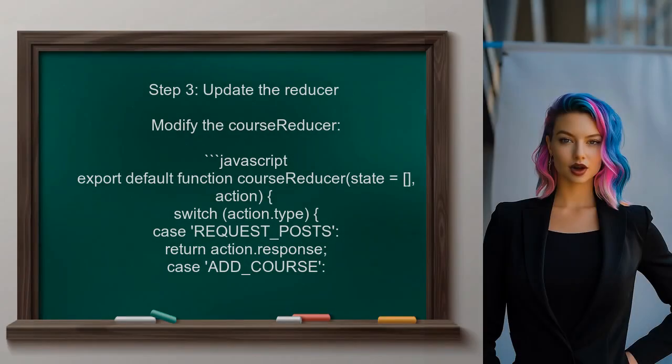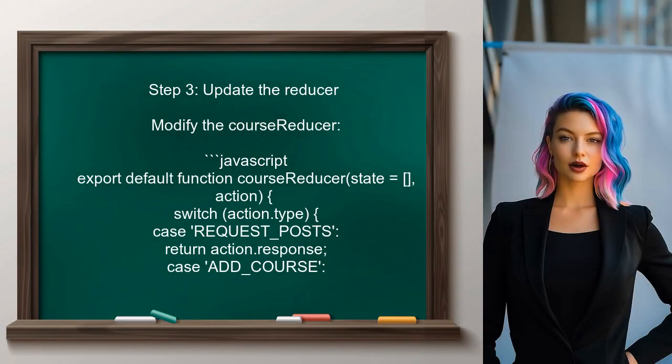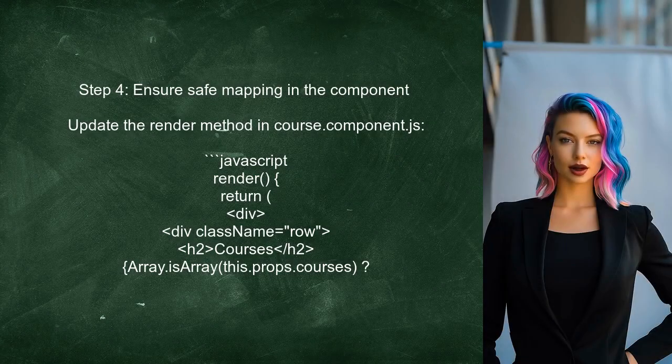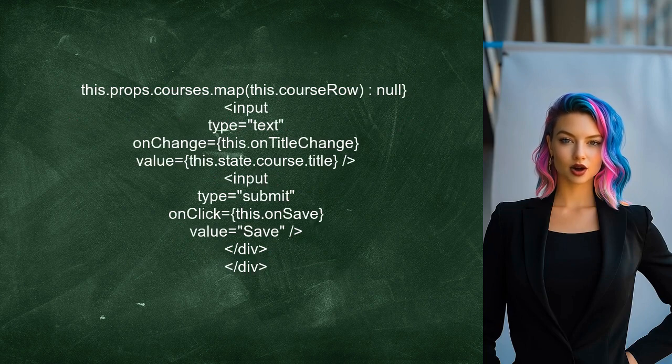Instead of dispatching the load course action with the response directly, the user should dispatch an action that updates the course's state correctly. After updating the action creator, the user should ensure that the reducer correctly handles the action dispatched after creating a course. The reducer should append the new course to the existing list of courses. Finally, the user should ensure that the component correctly maps the updated state to props. The user can verify that the course's prop is always an array before calling the map function.